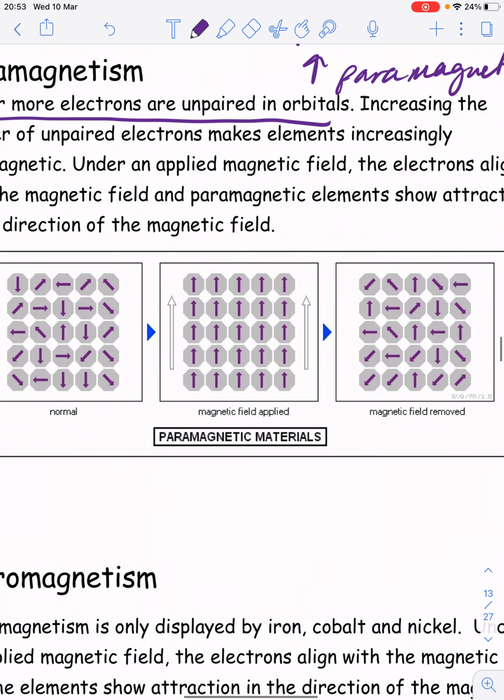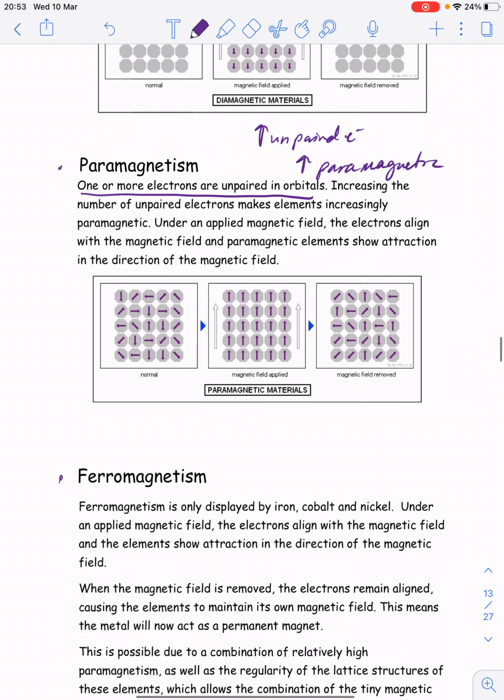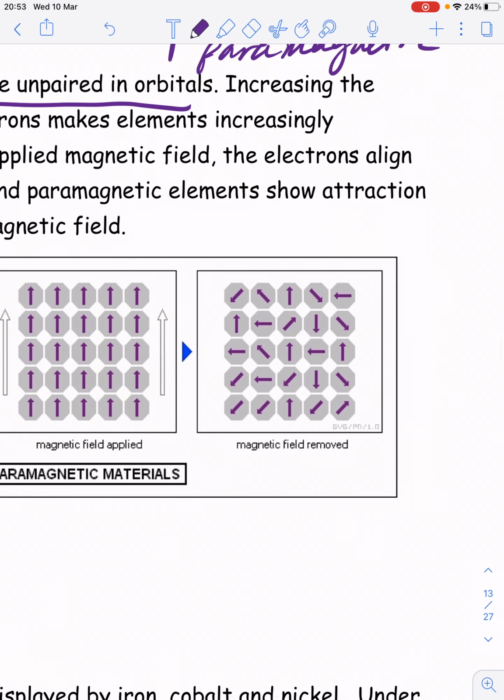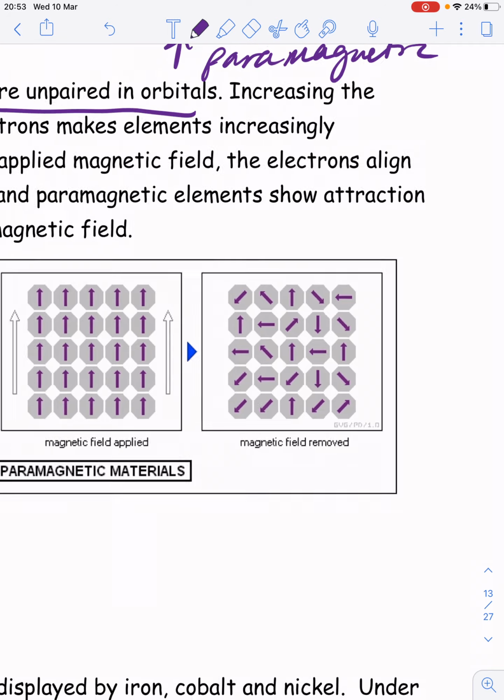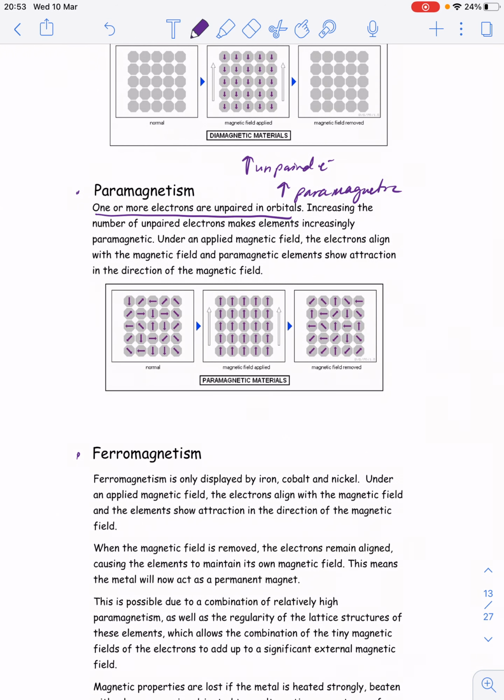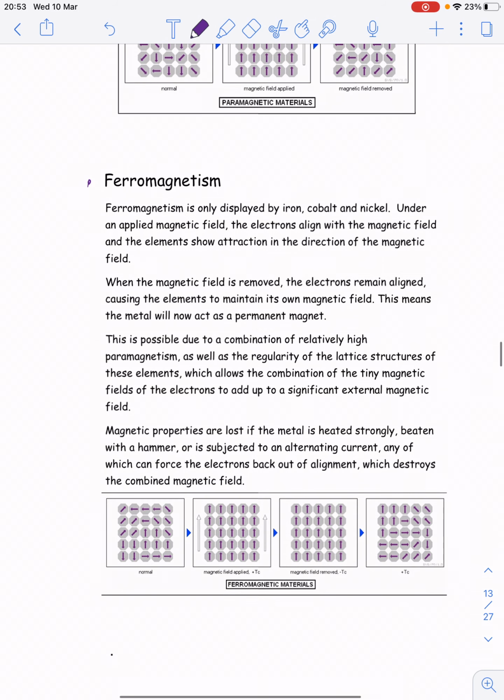and then they can show attraction towards a magnet or a magnetic field. But for most elements, when you take away the magnetic field, the electrons go back to being randomly aligned, and so the elements don't actually act as magnets. So most transition metal elements are actually not magnetic in the sort of traditional way that we think about a magnet. They can be paramagnetic, which means their electrons are unpaired and will align with a magnetic field, but they don't act like permanent magnets.